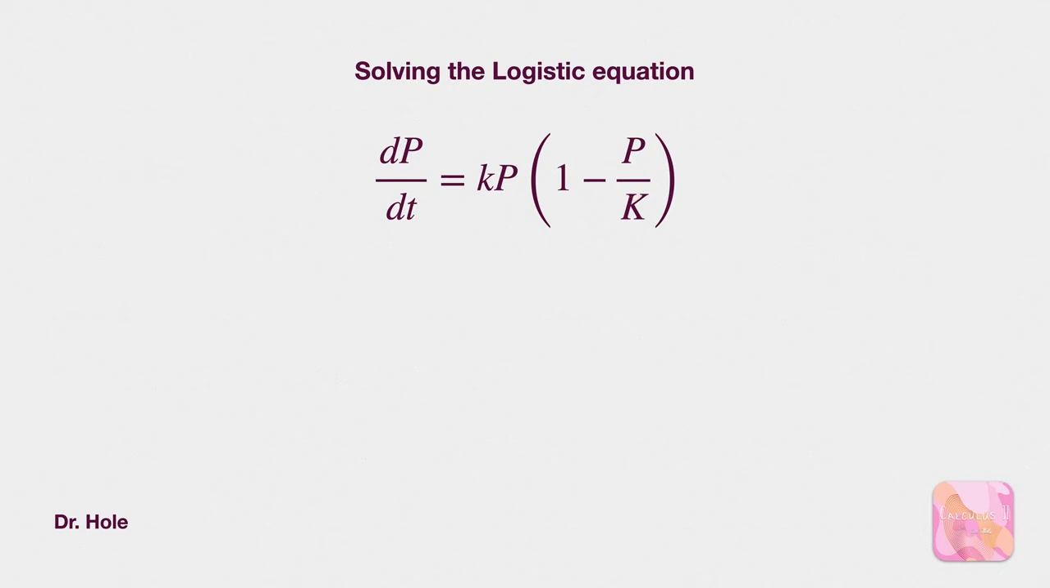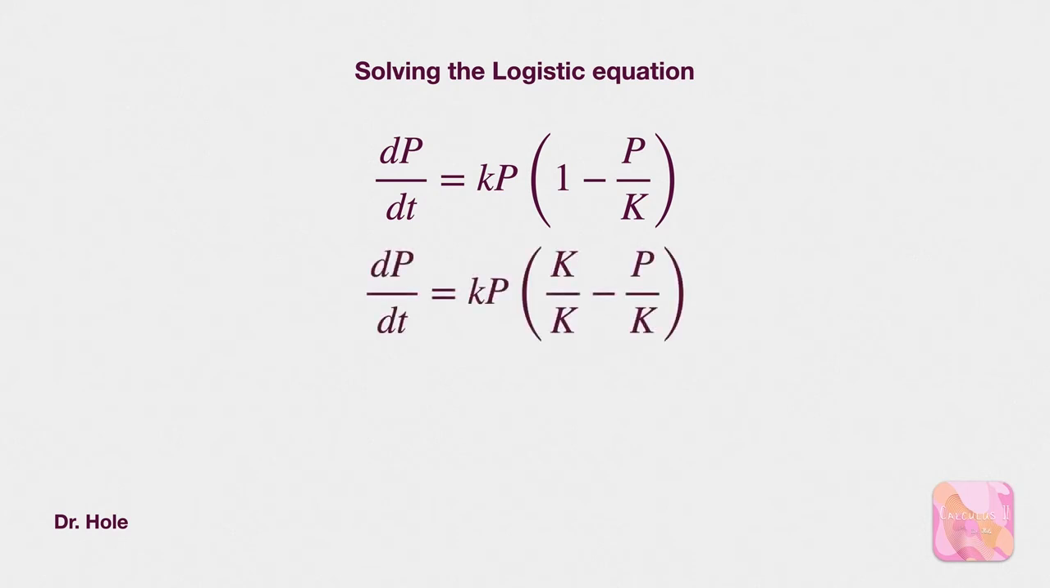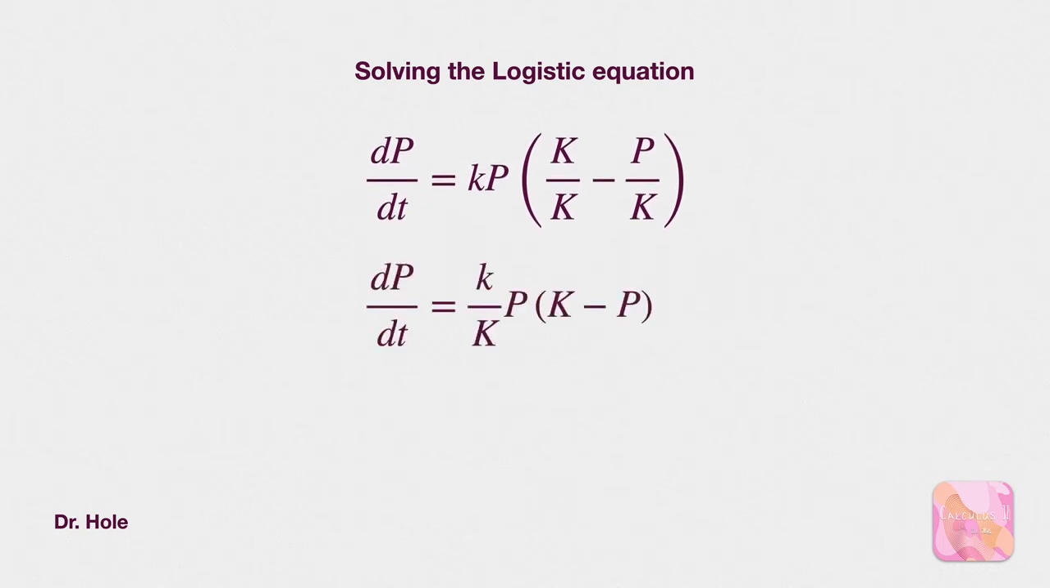All right, we're just going to do some algebra. Rewrite the 1 as K over K, carrying capacity over itself. More algebra. That allows you to then factor out that common denominator. Factor off the capital K.